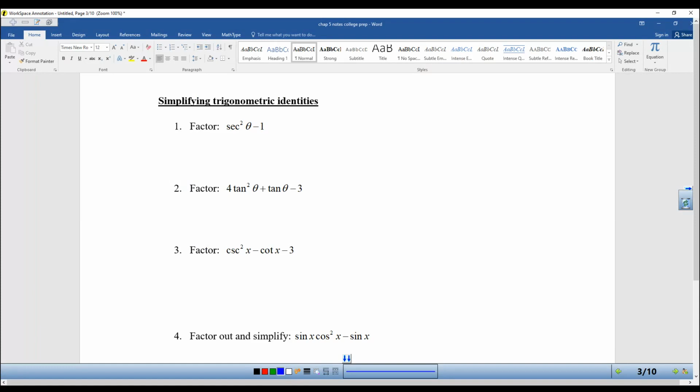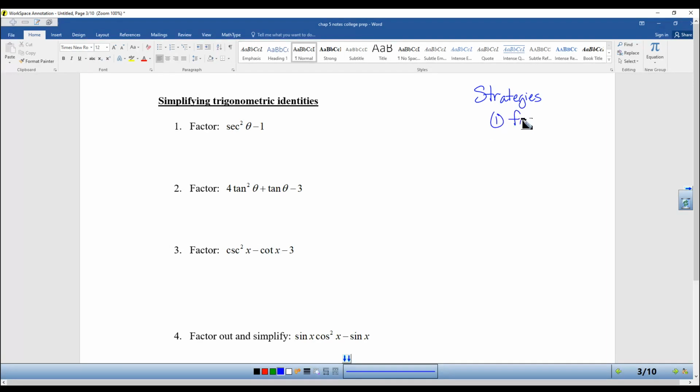All right, so this gets into the crux of chapter 5. What we're going to be doing today is learning some strategies for the very challenging problems that we're going to do for the rest of the chapter. Section 5.1 is just a warm-up. So different strategies that you'll need to know for what we're going to call proving identities.